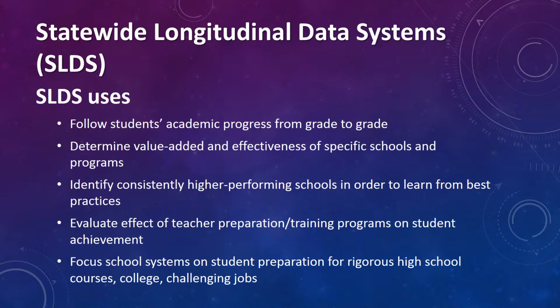Some of the primary uses of the SLDS are to follow students' academic progress as they move from grade to grade. They can be used to determine value added and effectiveness of specific schools and programs. They can be used to identify consistently higher performing schools in order to learn from the best practices of those schools. They can also be used to evaluate the effect of teacher preparation and training programs on student achievement. And they can also focus school systems on student preparation for rigorous high school courses, for college, and for being successful in challenging jobs and careers.